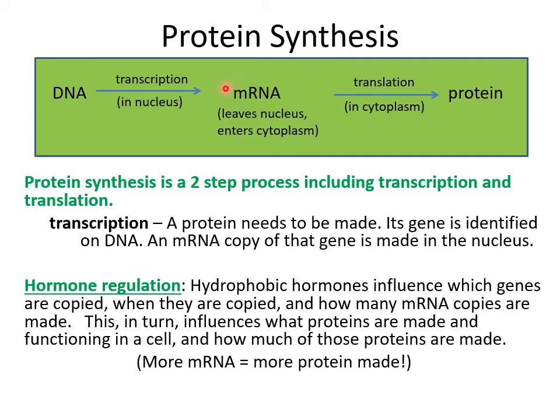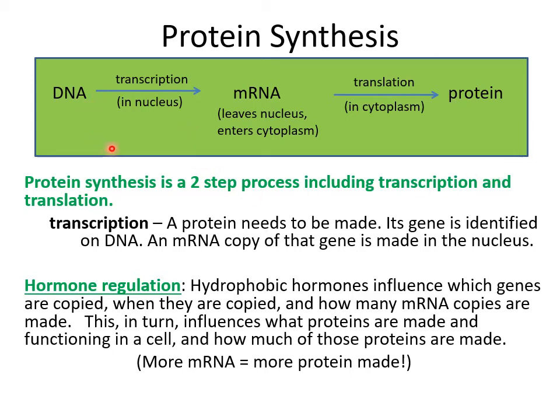That mRNA copy is able to leave the nucleus and enter the cytoplasm where the ribosomes are. The ribosomes will latch on to the mRNA, read the instructions on how to make new dopamine receptors, and translate those instructions and make a peptide, a chain of amino acids that can be folded up to make a new protein, a new dopamine receptor.